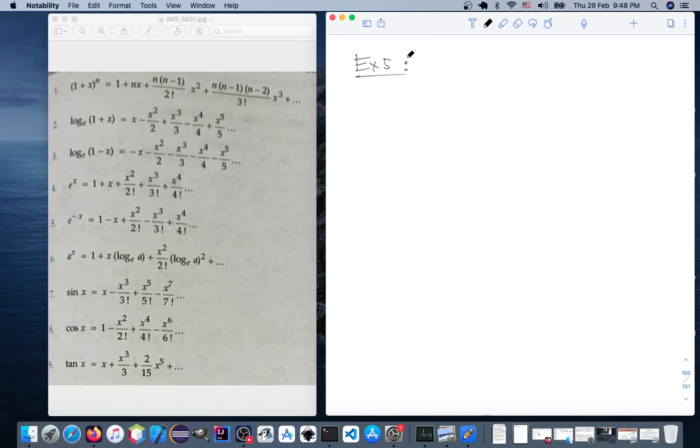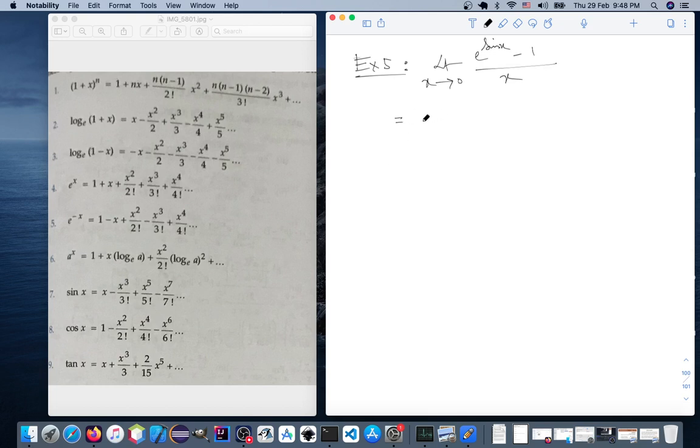Problem number 5 is the limit as x tends to 0 of (e to the power sine x minus 1) divided by x. Now you can see we have a to the power x, but instead of x we have sine x, but that sine x also tends to 0 when x is tending to 0.